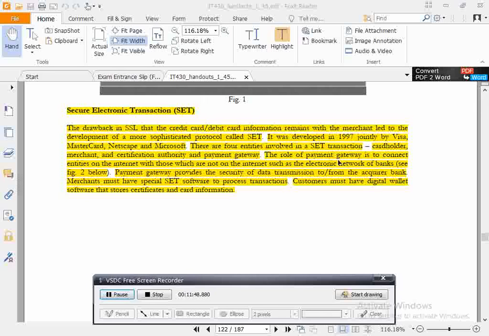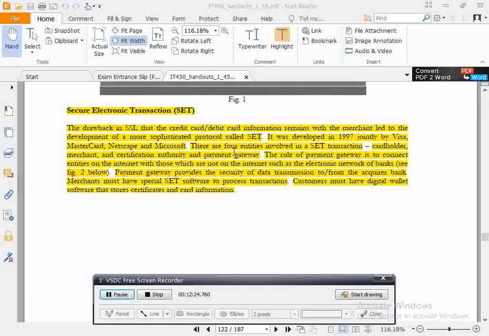So this is the drawback in SSL. The credit card or debit card information remains with the merchant, which led to the development of a more sophisticated protocol called SET. It was developed in 1997 jointly by Visa, Mastercard, Netscape, and Microsoft.